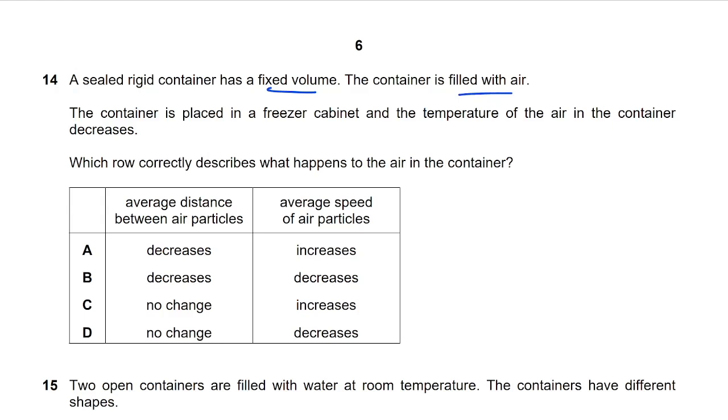So what affects particles? Something that affects particles is temperature. Another factor that affects particles is the volume.